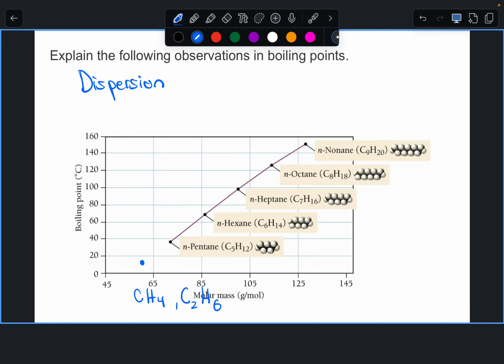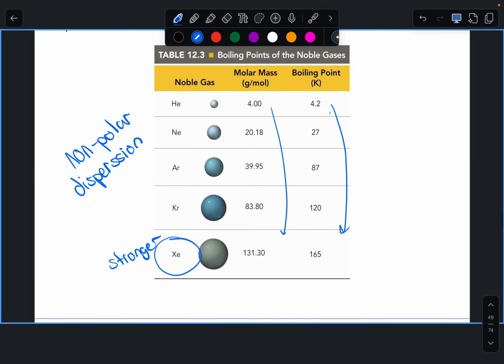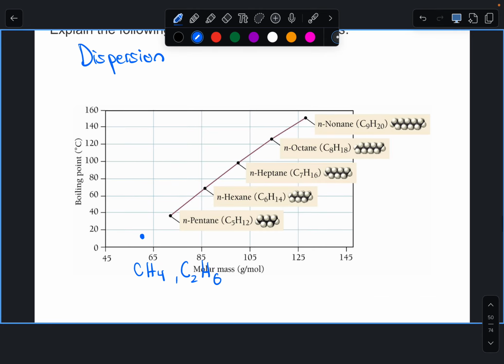So simply by making observations like the one with the noble gases or like these compounds, we can identify that, okay, for some reason, I mean, we know why, but for some reason, as the molecule gets bigger, the boiling point is higher. Therefore, the intermolecular forces must be stronger.